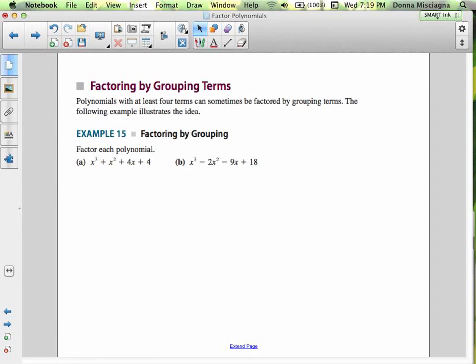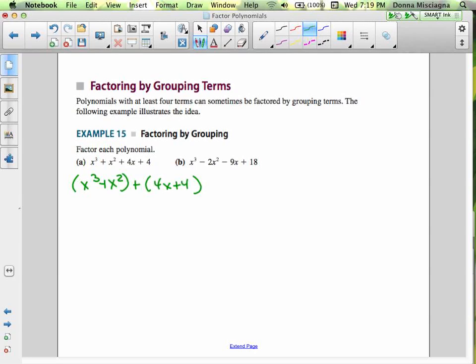And this is super easy. This is just factor by grouping for polynomials. Polynomials with at least 4 terms can sometimes be factored by grouping terms. Let's do these two. To use factor by grouping, you don't even have to think of what multiplies to equal this and adds to equal b, because you've got all the terms you need. The first 2 are a group, the second 2 are a group. If it works, you're going to get a common binomial. If you don't get a common binomial, it didn't work.